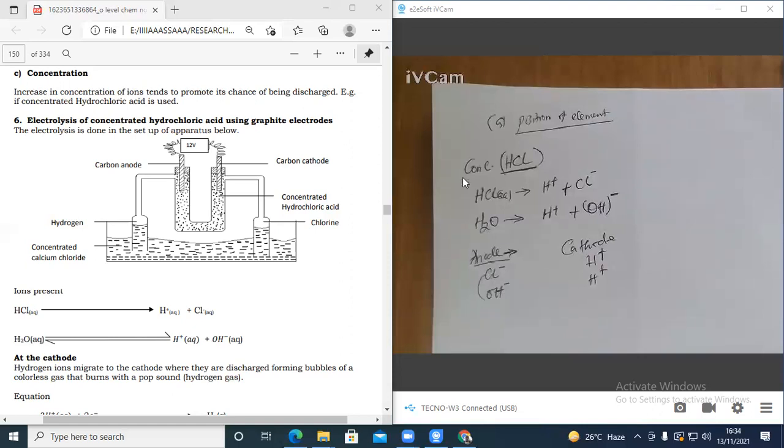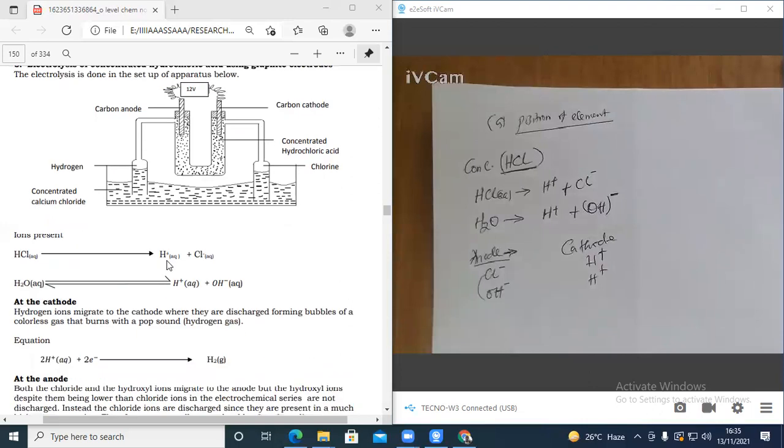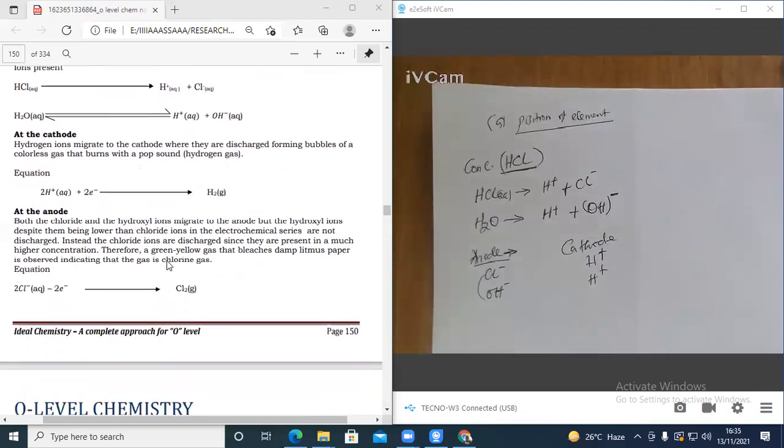Now, this one is based on the concentration. We are dealing with the concentrated hydrochloric acid. At the anode, do you expect to see this? Both chloride and hydroxyl ions migrate to the anode, but hydroxyl ions, despite them being lower than chloride ions in the electrochemical series, are not discharged. Instead, the chloride ions are discharged because they are present in a much higher concentration.